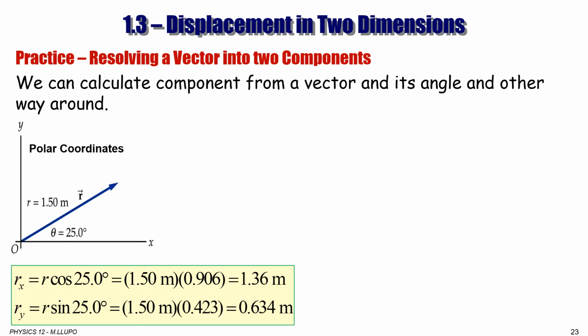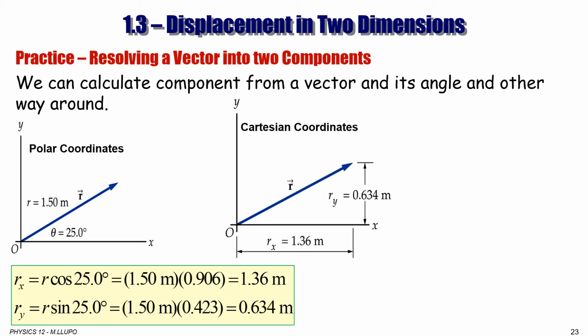If you got this result, Rx is equal to R cosine 25, because it's beside the angle. That is 1.5 times cosine 25 degrees, which is 0.906. You don't have to write this, you just do that in your calculator. And that is equal to 1.36 meters. That is positive. And the y component is positive because vector r is in the first quadrant. That is r sine 25 degrees, which is equal to 0.634.